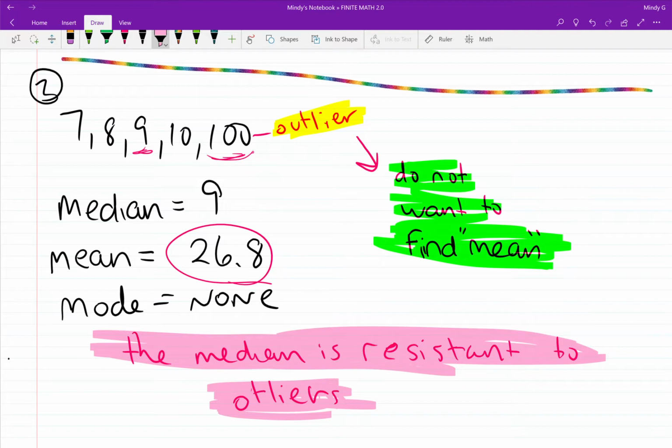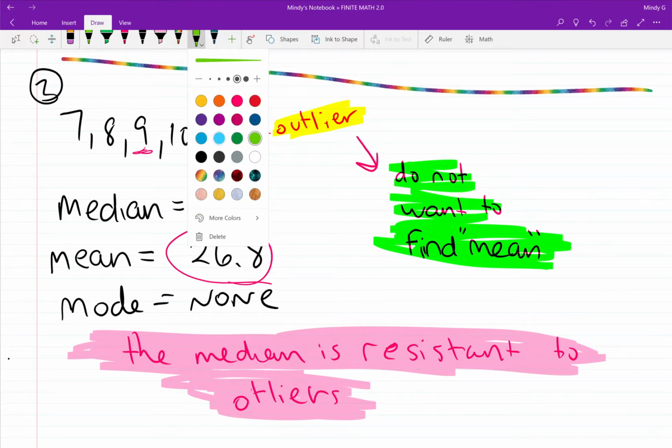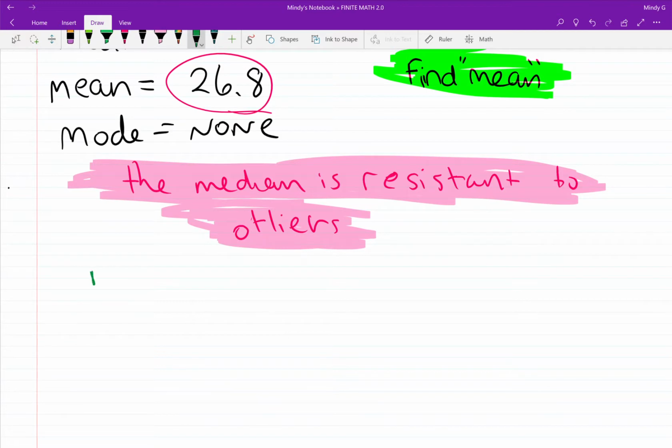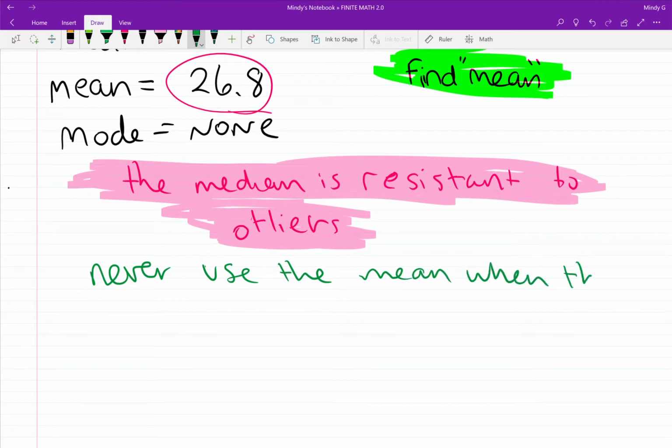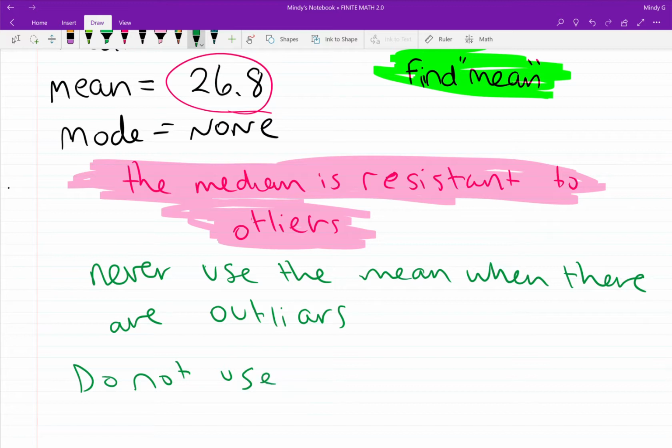We never want to use the mean, the average, when there are outliers. Never use the mean when there are outliers. Okay, and then the third one is do not use the mode if it doesn't fall in the middle.